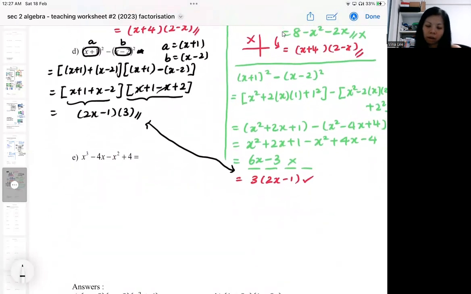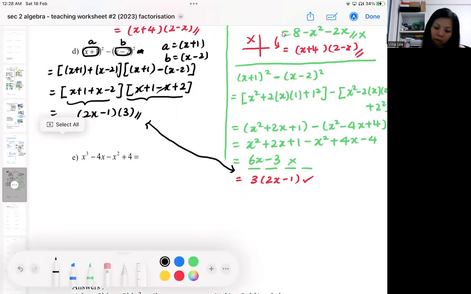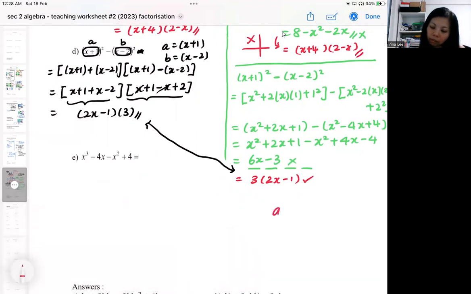Okay, so for part E, your job is to factorize. It's quite challenging to factorize this, as you can see. And how is it related to this formula?